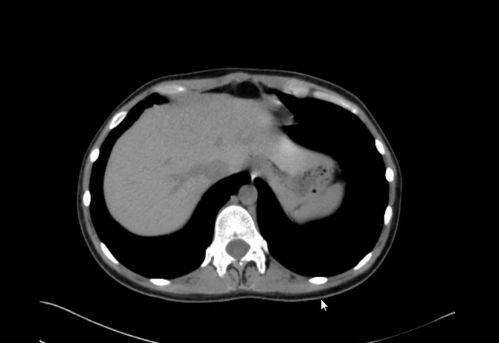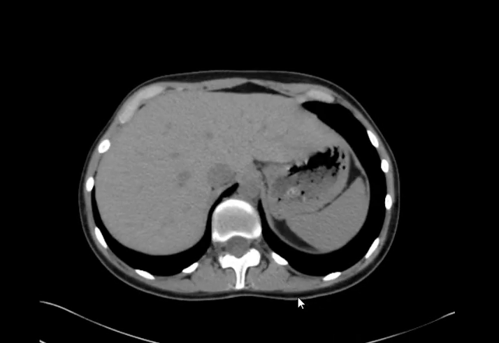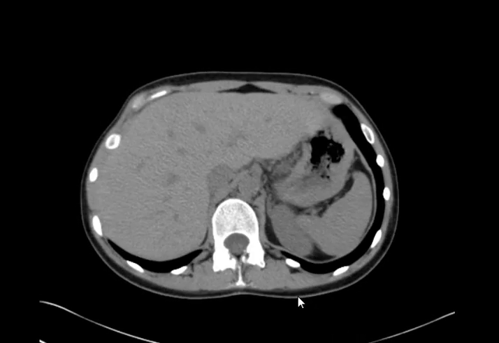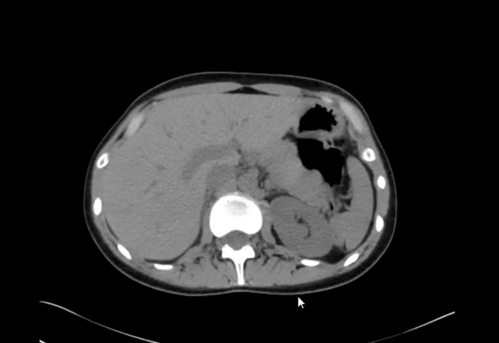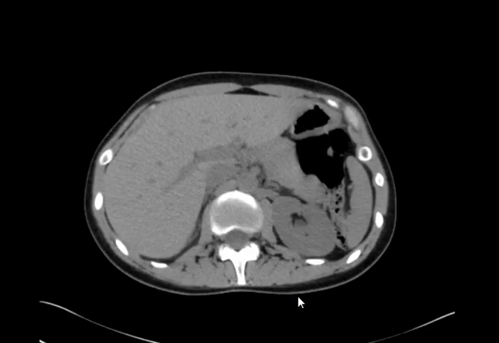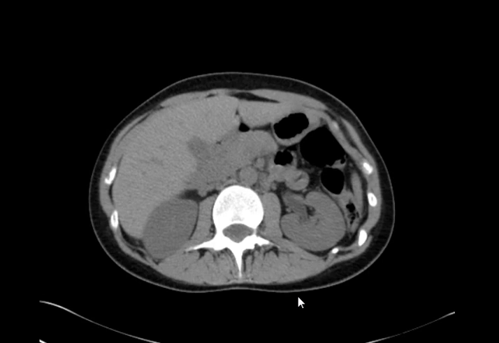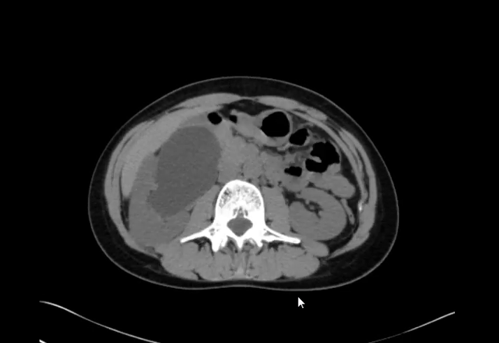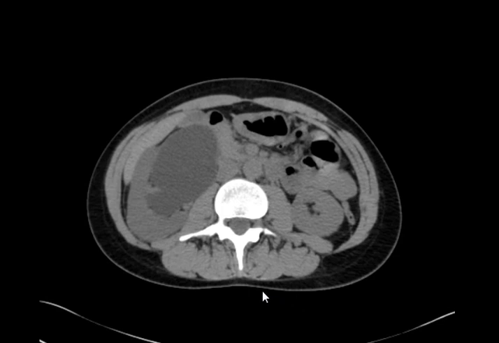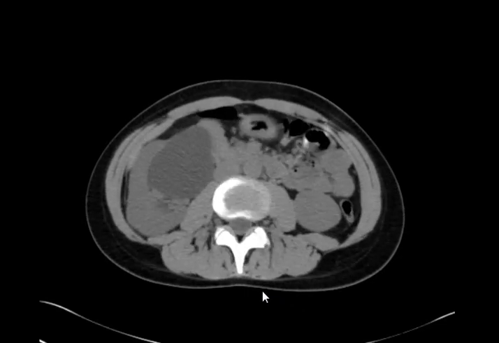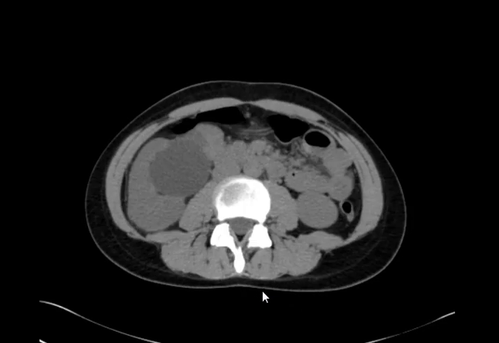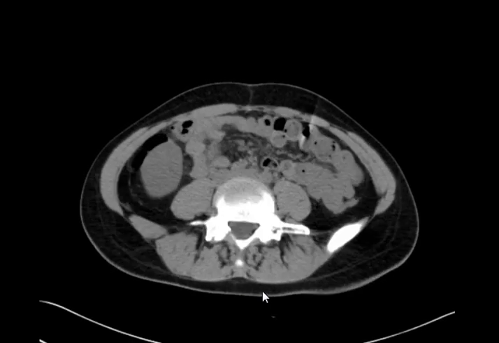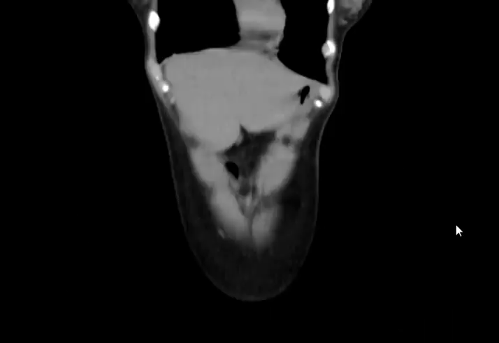With or without contrast? Without contrast. Good. So it's a native CT scan. What do we have here? Scroll through all the images, to avoid unpleasant surprises.